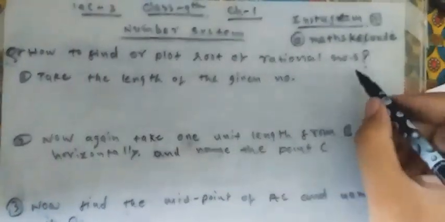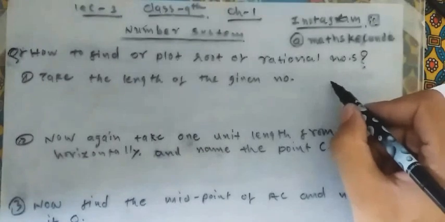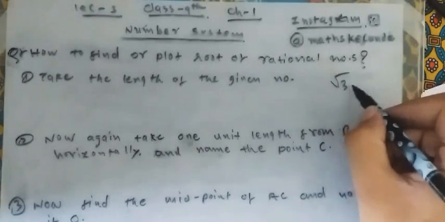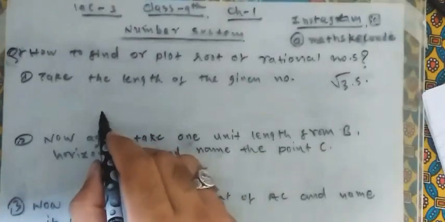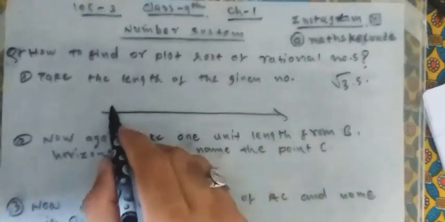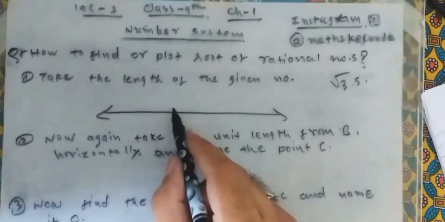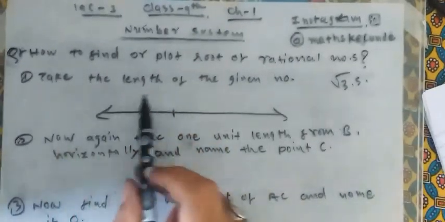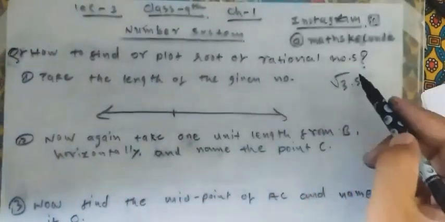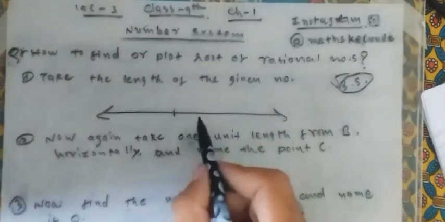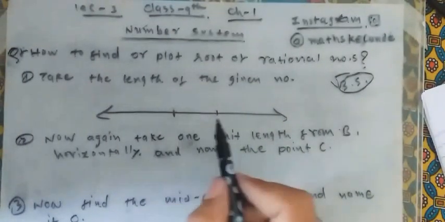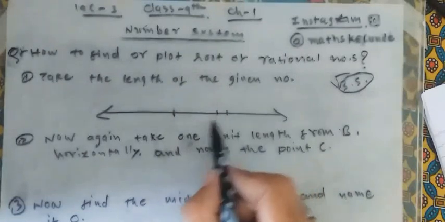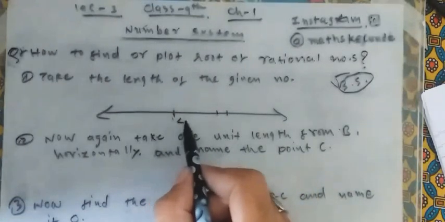Let me take, we have to find the root of 3.5. So first of all we draw a number line. Now take the length of the given number. This is the number, so we take the length equal to 3.5. I think this is the 3.5 length.